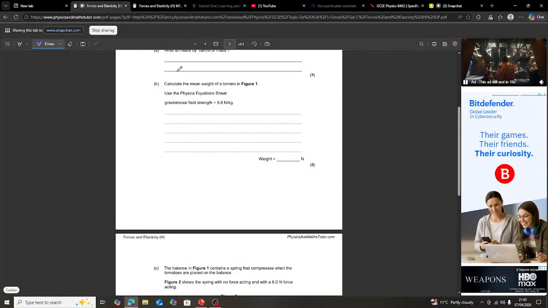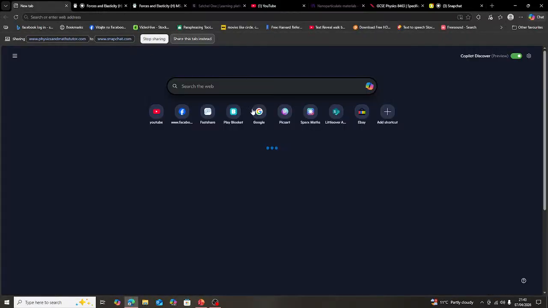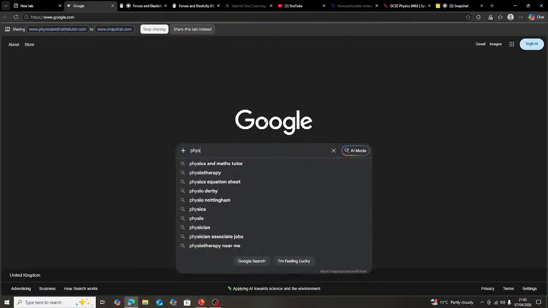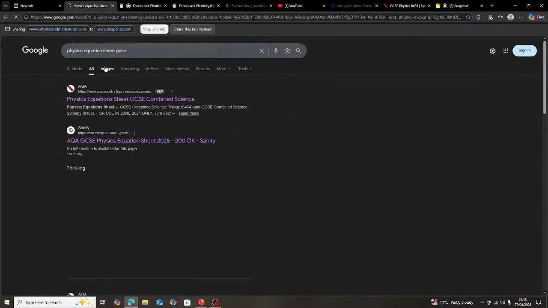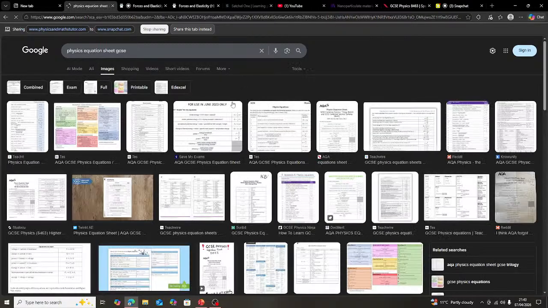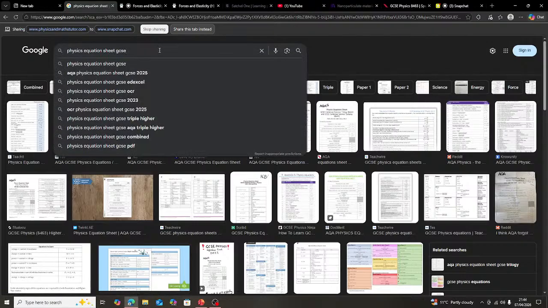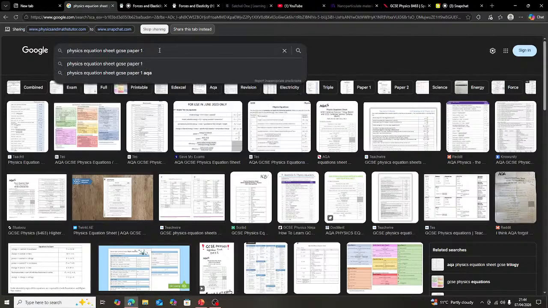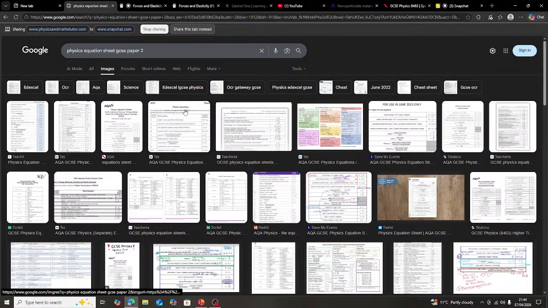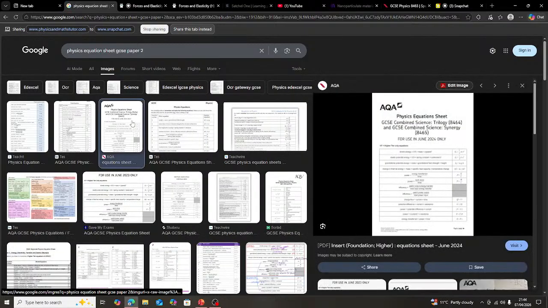All right. Calculate the mean weight of a tomato in figure 1. Let's get the physics equation sheet up. What's that question? Calculate the... We need the paper 2 ones. Paper 2 equations. That's paper 1.